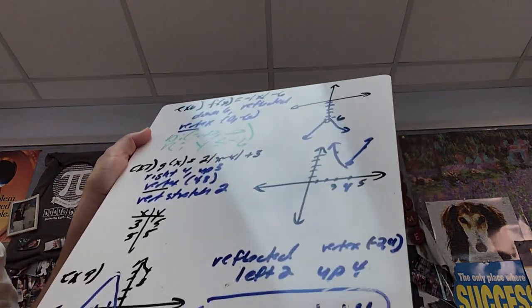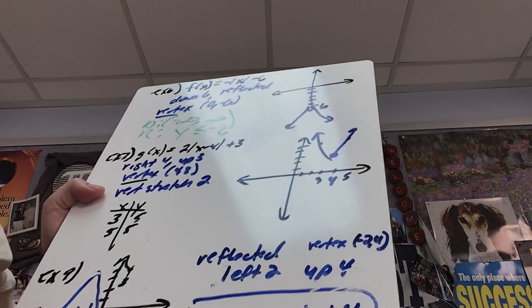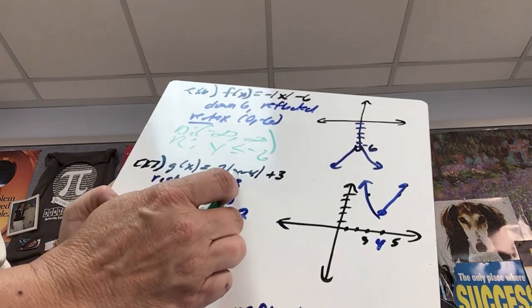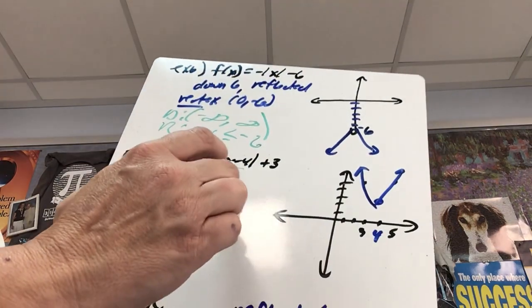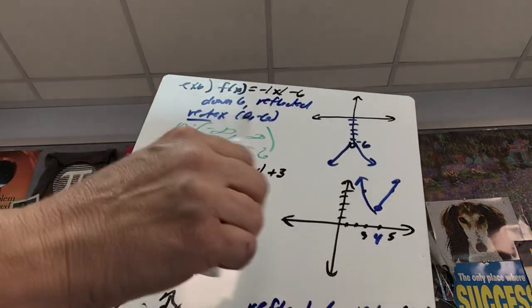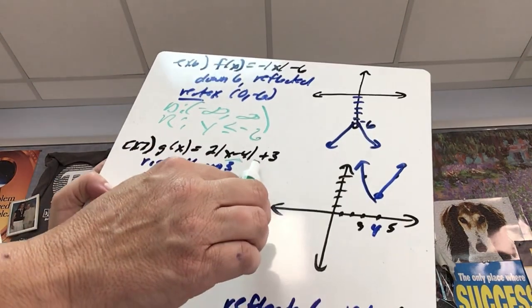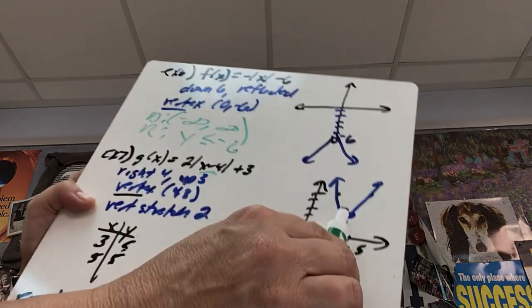All right, next one. Ooh, we got a lot going on here. Again, I always find my vertex first. I would move right. This moves right 4. Remember, inside the function moves left or right. It's the opposite, -4, so it moves right 4. I go up 3, so that means my vertex is 4, 3.